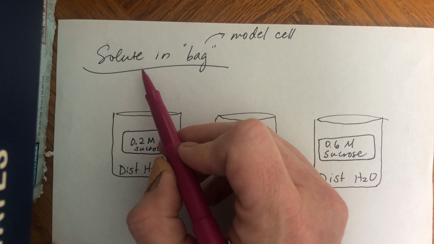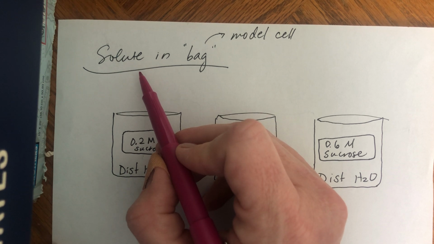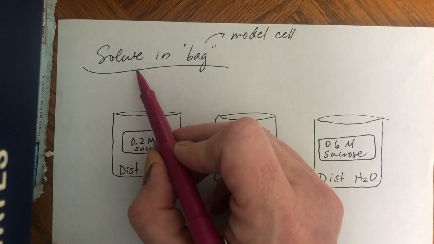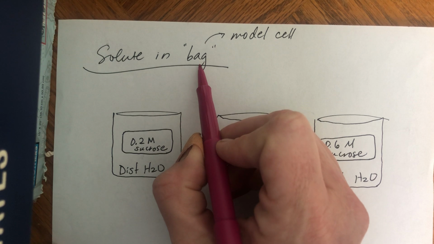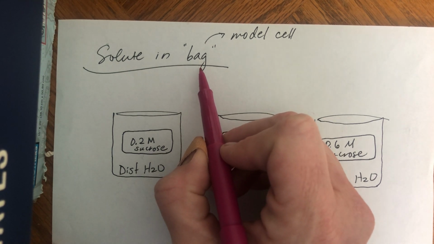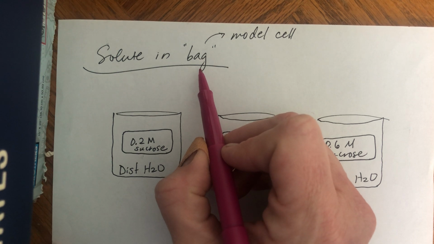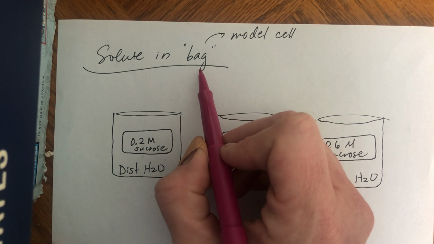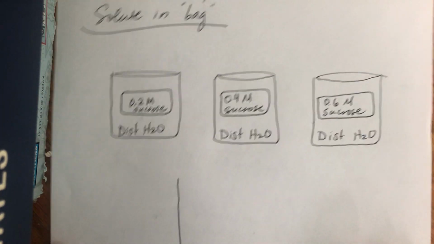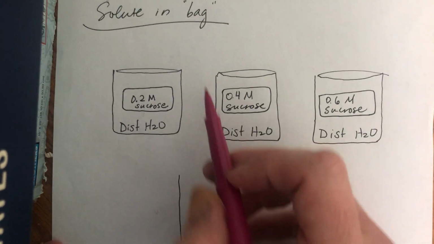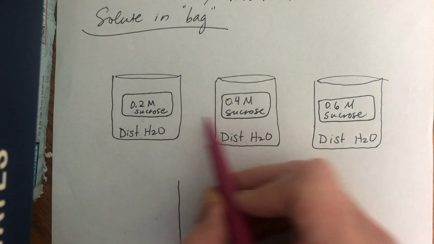Here's a classic way the College Board likes to put experiments in data tables and graphs and stuff like that. They'll put the solute in a model cell called dialysis tubing, which basically looks like a bag. We made them. You guys measured them. You remember that? The dialysis tubing, or the bag, is made of a semi-permeable plastic. So then they'll give you 3 scenarios. The solutes in the bag. What's a solute? Sucrose.